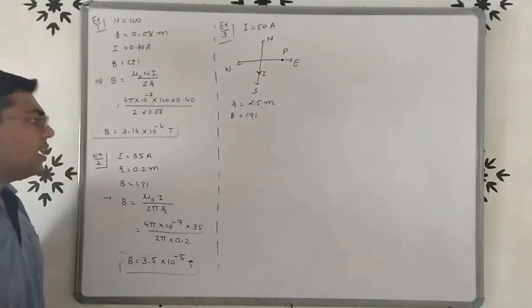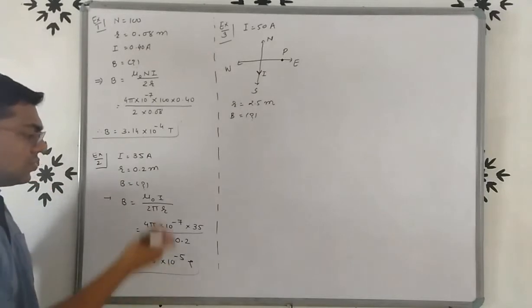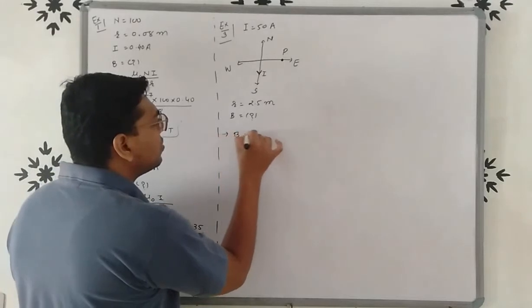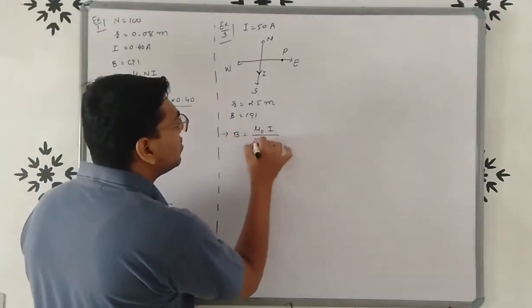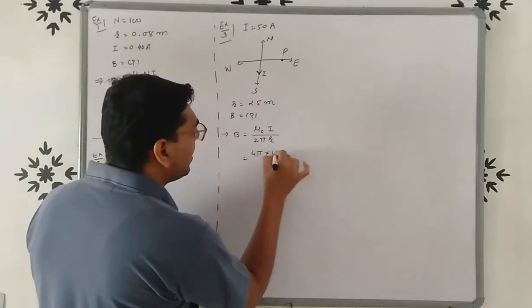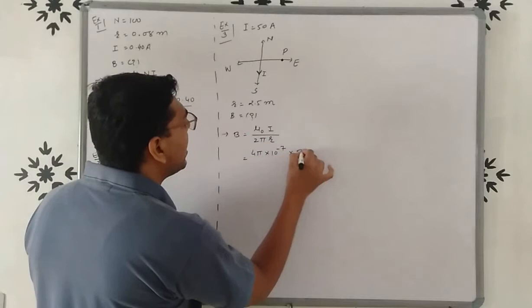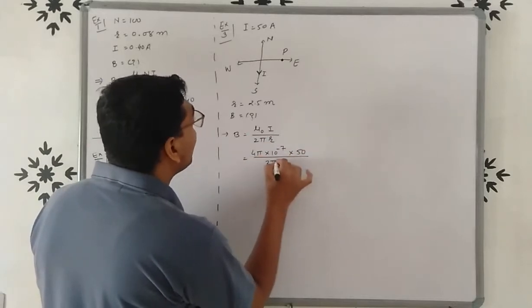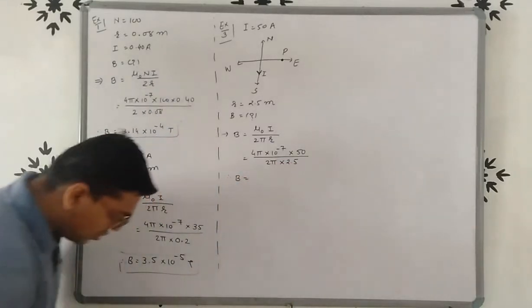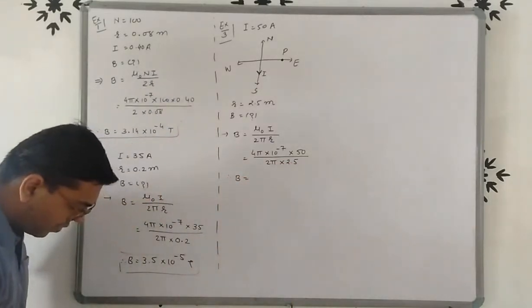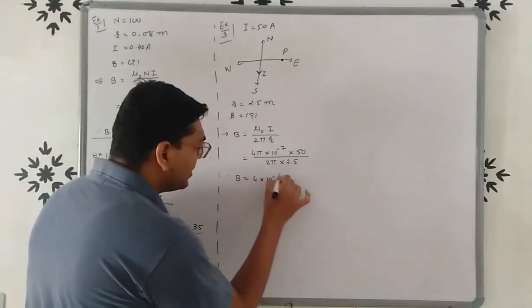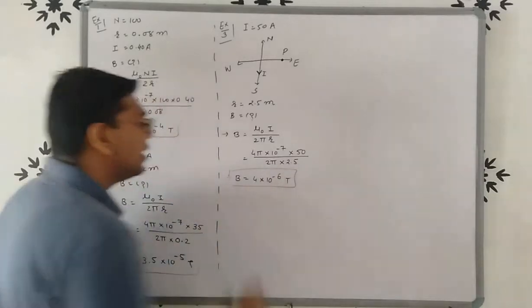So we know the formula of magnetic field. B is equal to same, mu 0 I upon 2 pi r. We know the value of mu 0, that is 4 pi into 10 raised to minus 7. Value of I 50 upon 2 pi. Value of r 2.5. So as you calculate this, you will get B is equal to 4 into 10 raised to minus 6 Tesla. Right?